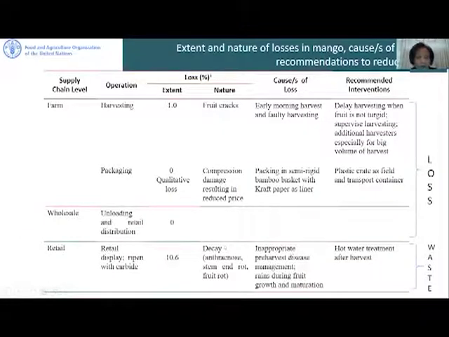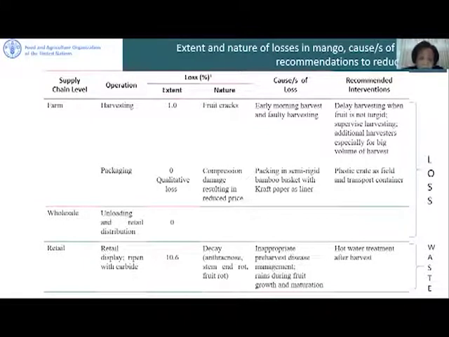So this is a summary of what we put together after having done the work at the field level. Based on the findings that I've just described, two critical interventions are required. One is reducing mechanical damage, and the second is managing the latent infestations that manifest and result in rapid decay and the unsightly appearance of the mangoes.